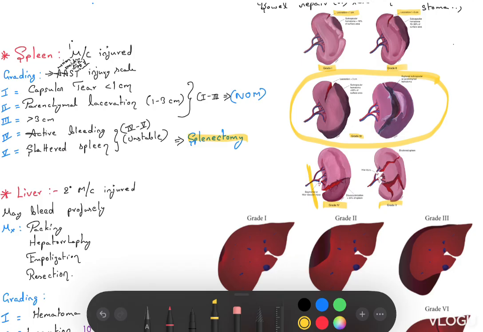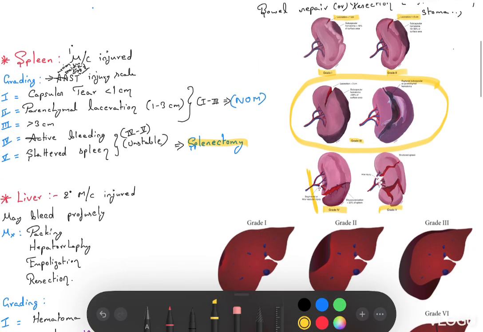So the structure at risk while doing splenic surgery is the tail of pancreas, because this is a most commonly asked question. While doing splenic surgery, which organ can become damaged? The structure is the tail of pancreas.